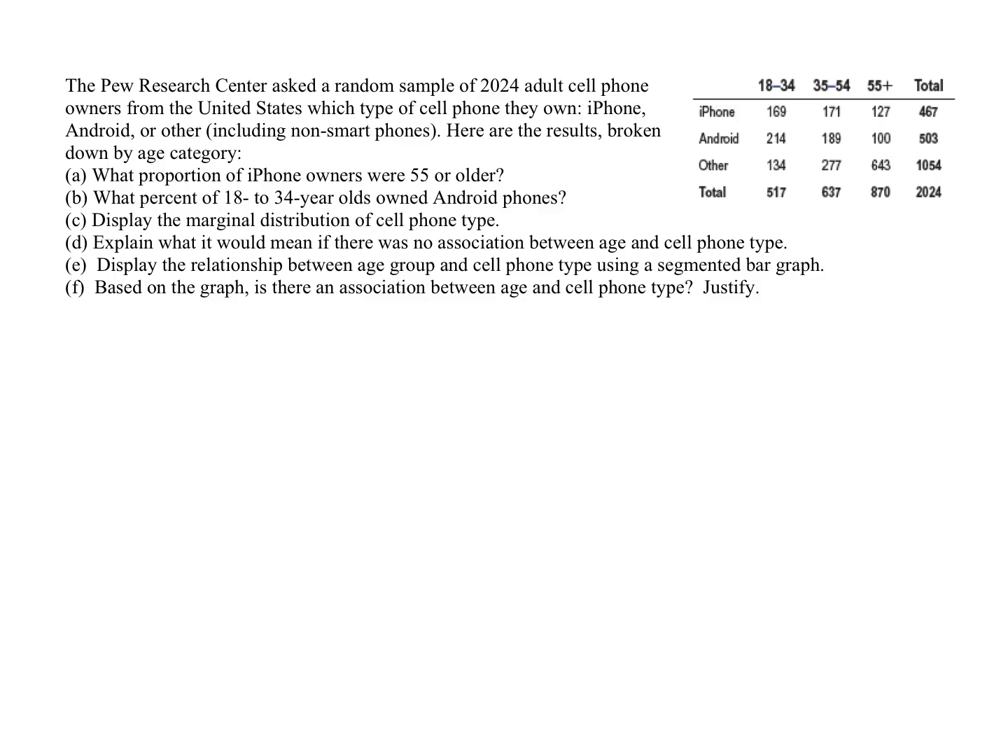Okay, proportion just means a fraction or a decimal. So this says of iPhone owners, which means we are only looking at iPhone owners. All we care about are these 467 people. So out of those 467 people, how many were 55 or older? 127. Leaving your answer like that, perfectly fine. You don't even have to simplify. You don't have to give me a decimal, nothing. If you want to, though, the decimal is about 0.272. Yep, that's all I got.